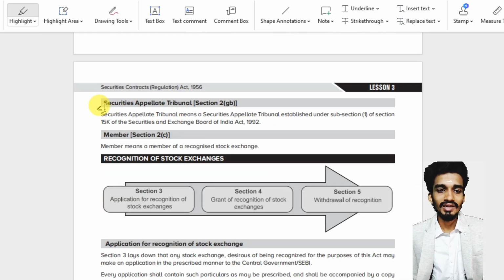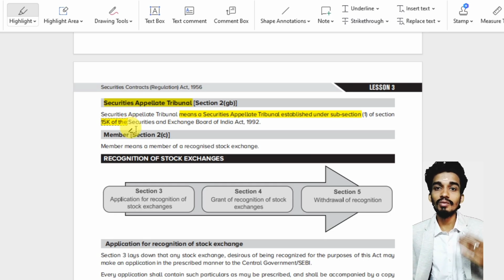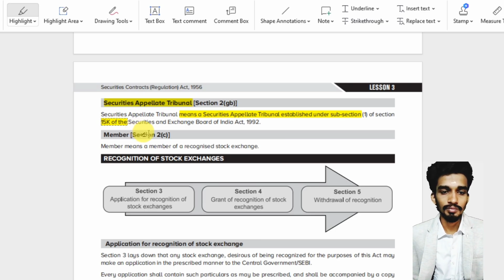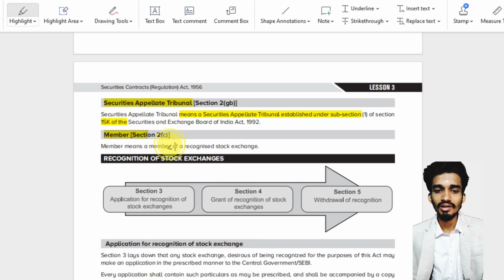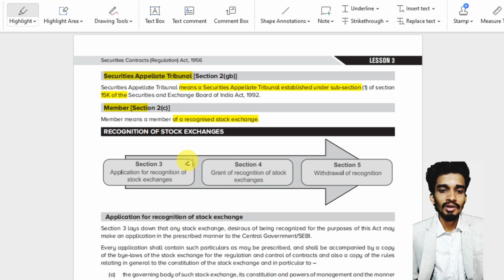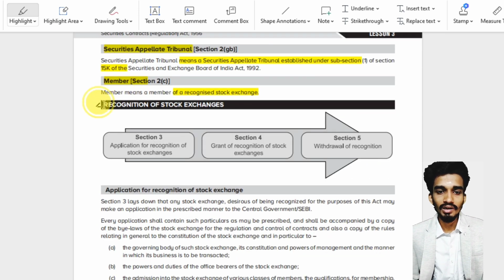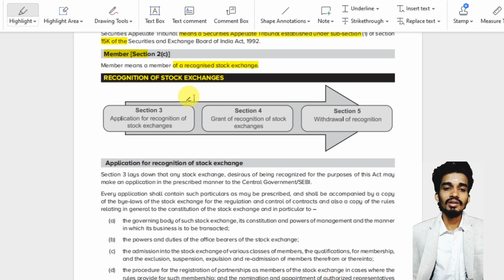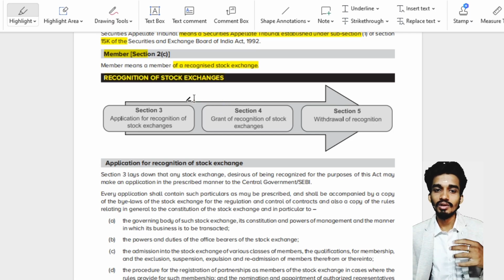And SAT. Here in the definition they are telling, SAT means any tribunal established under this section. But generally SAT, the Securities Appellate Tribunal, is a place where you will appeal. If you are dissatisfied by the order of SEBI, you will go to SAT. If you are dissatisfied by the order of SAT, you will go to Supreme Court. And member means any person recognized by the stock exchange as a member.